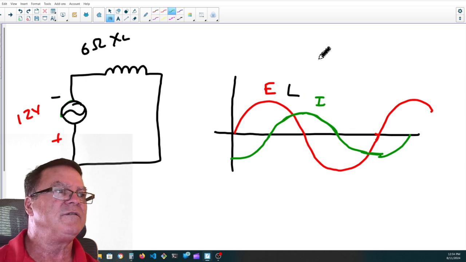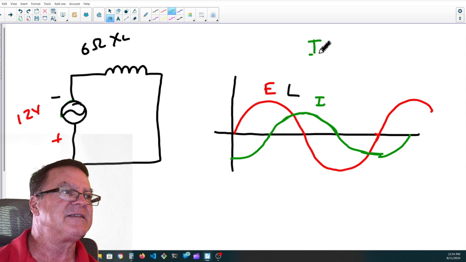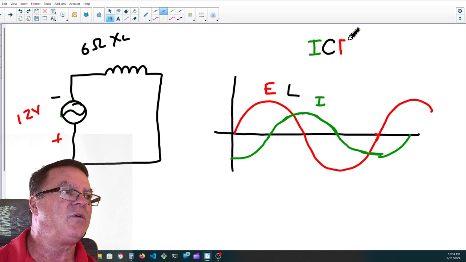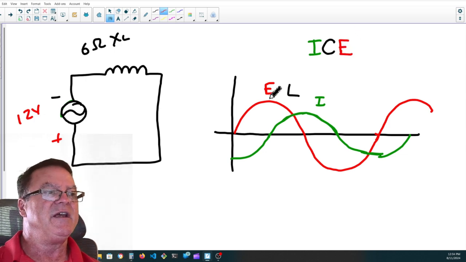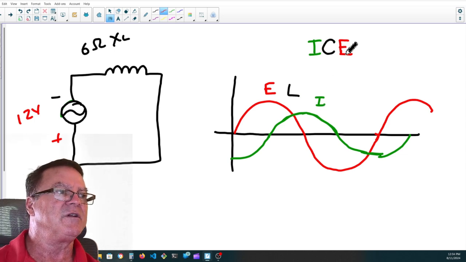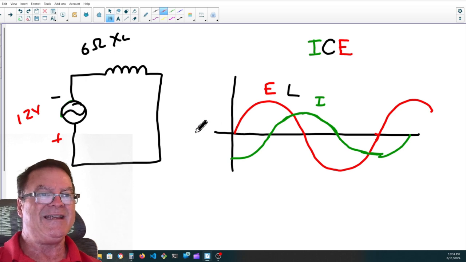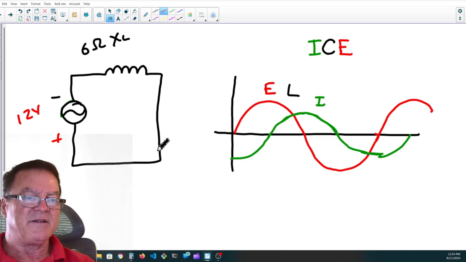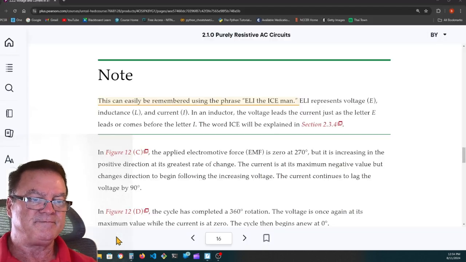Later on, we will talk about capacitance, and we'll see that in a capacitive circuit, the current leads the voltage by 90 degrees. In an inductive circuit, the voltage leads the current. In a capacitive circuit, the current leads the voltage. That's ELI the ICEman. Okay, let's go back to our book.